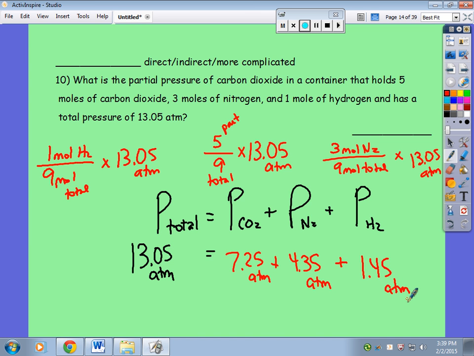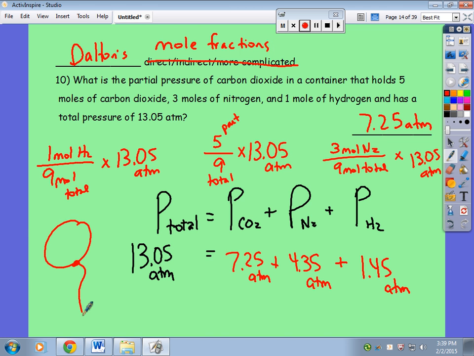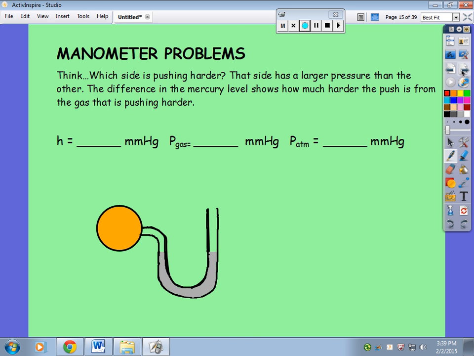Now the answer to this question was just the 7.25 atmospheres for carbon dioxide. But I thought I'd show you how to do all of them. Okay? And this, my friends, is another Dalton's Law. But it deals with mole fractions. And repeat after me: moles are pressure. I know that's not correct English, but the number of moles that are in this balloon, they are the pressure in the balloon. So total moles equals total pressure. All right? Okay, moving on.